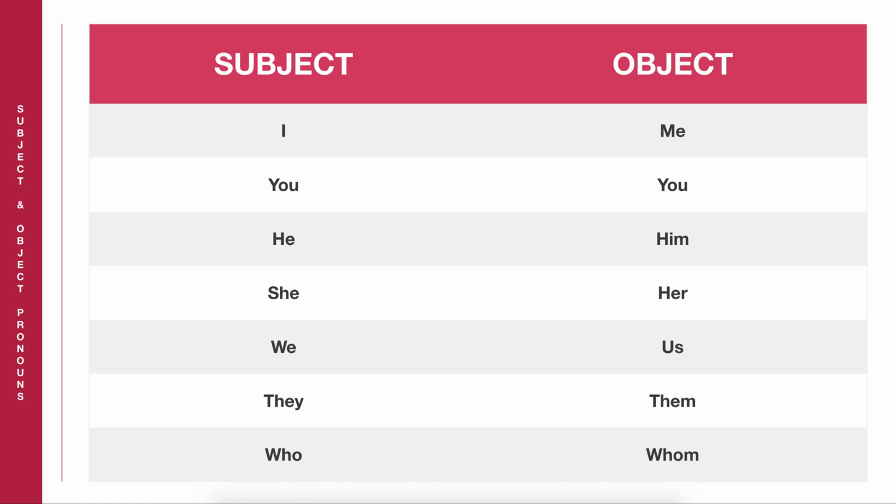Now let's take a look at some of those. First off, on the left-hand side, you can see pronouns that should be used in the subject position of a sentence: I, you, he, she, we, they, who. But if we are using those same pronouns, but we're putting them into the object position of the sentence, they need to change a little bit.